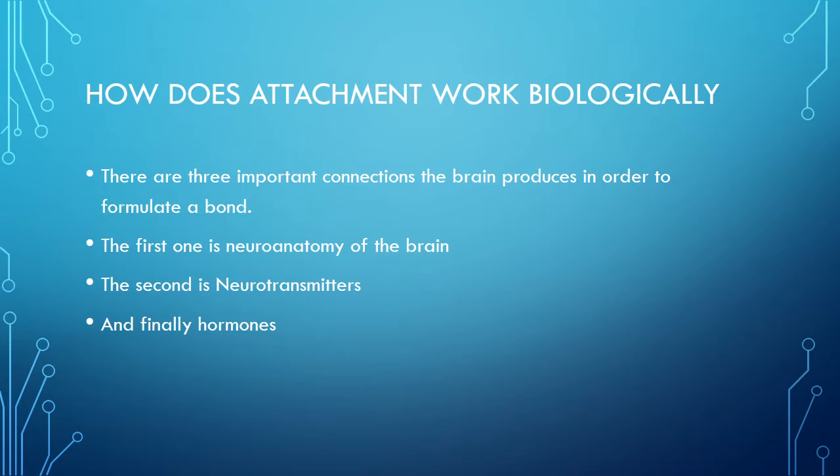How does attachment work biologically? There are three important connections the brain produces in order to formulate a bond. The first one is neuroanatomy of the brain, the second is neurotransmitters, and finally hormones.